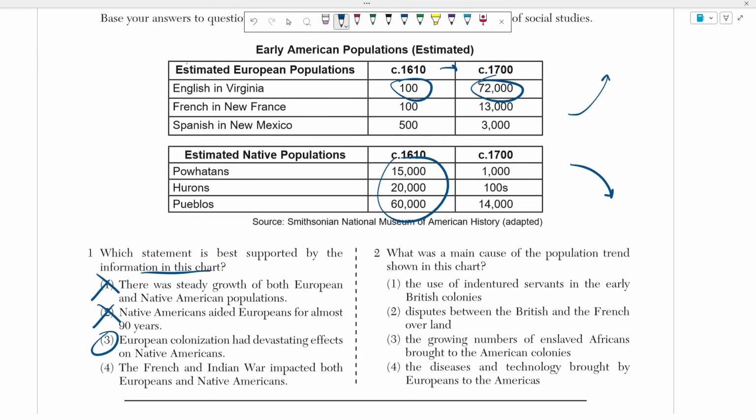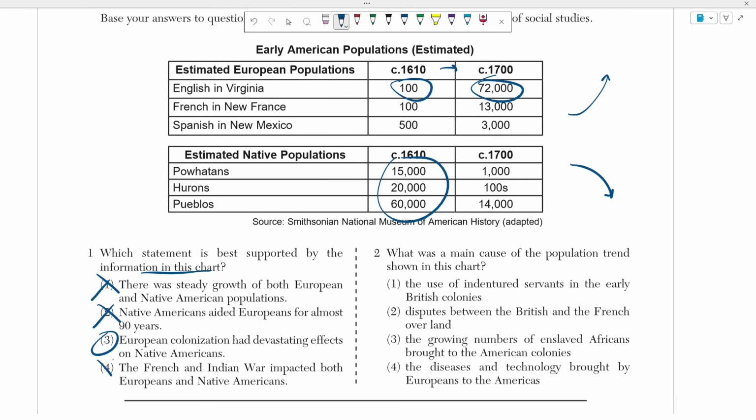The information in the chart only tells us about population. When someone's population goes down, that's a very bad thing. So European colonization had devastating effects on Native Americans. Yeah, as the Europeans colonized and grew their population in new worlds that weren't theirs, the native population decreased. And because it's decreasing, it's a very bad thing. And because it decreased by so much, it was a devastating decrease, and thus it had devastating effects on Native Americans.